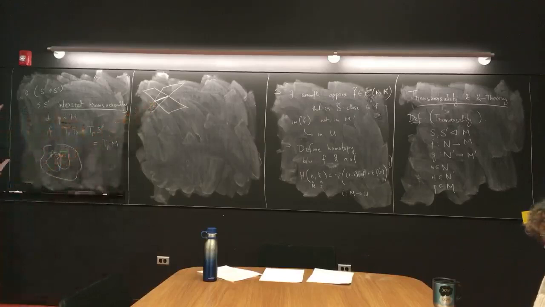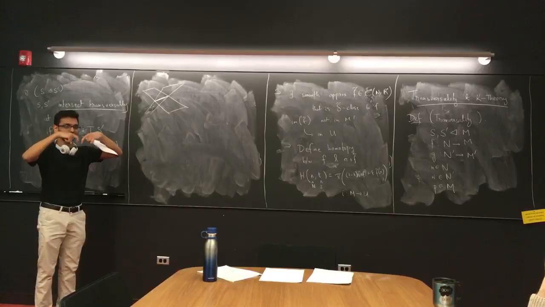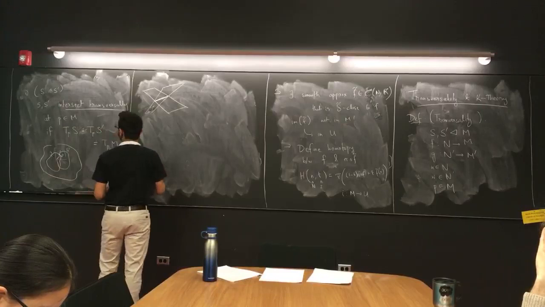So these intersect transversely. Visually, it's literally what you'd think. The two submanifolds don't run parallel to each other at the point where they intersect. They cross. Right, so that's transversality of manifolds.